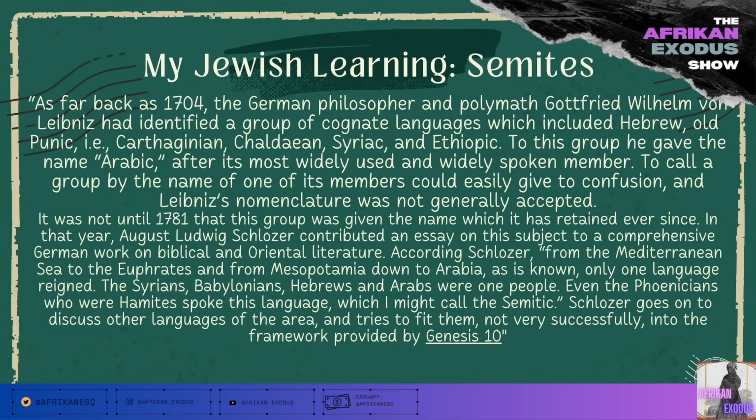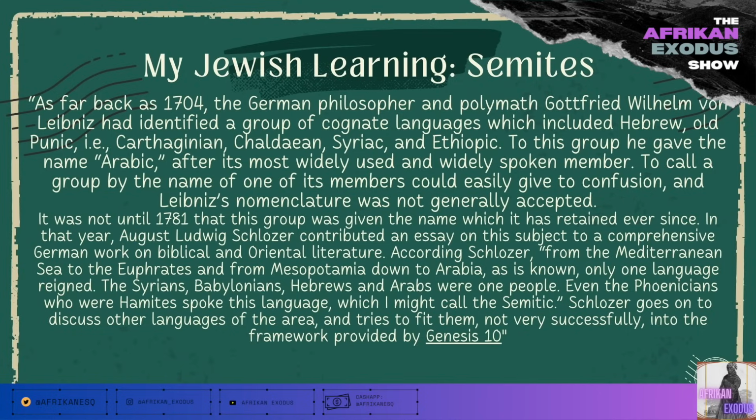It says, as far back as 1704, the German philosopher and polymath Gottfried Wilhelm von Leibniz, I probably mispronounced that, had identified a group of cognate languages which included Hebrew, Old Punic, Carthaginian, Chaldean, Syriac, and Ethiopic. To this group he gave the name Arabic, after its most widely used and widely spoken member. To call a group by the name of one of its members could easily give rise to confusion.